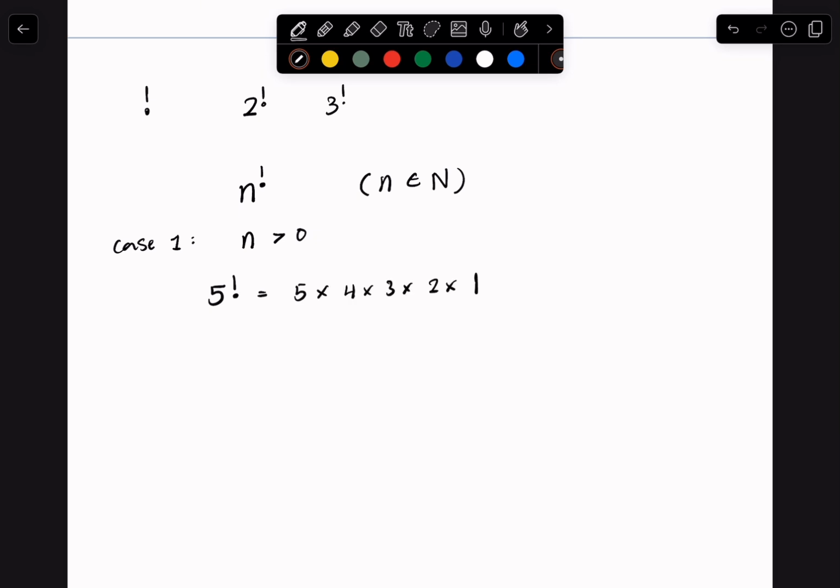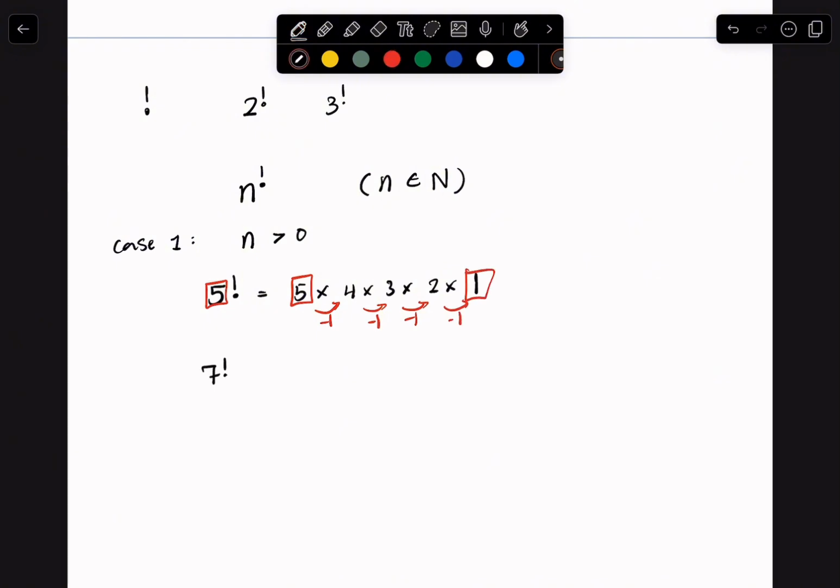Did you find a pattern? Yes, you're right. We're multiplying the numbers starting from 5, and each time for the next factor, you're going to minus 1. So the one after 5 will be 4, and the one after 4 will be 4 minus 1, which is 3. Of course, I have 2, and the last one should be 1. And you're stopping at 1.